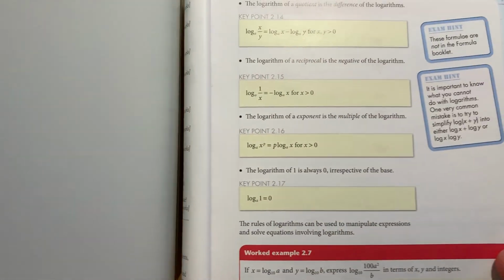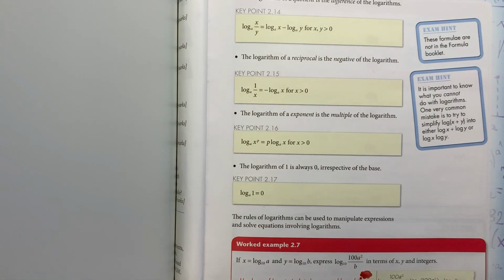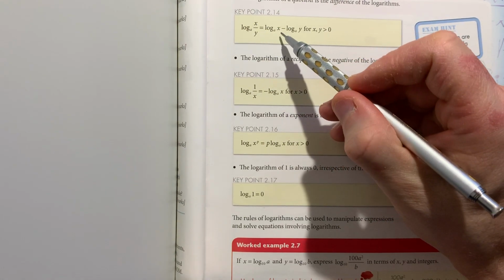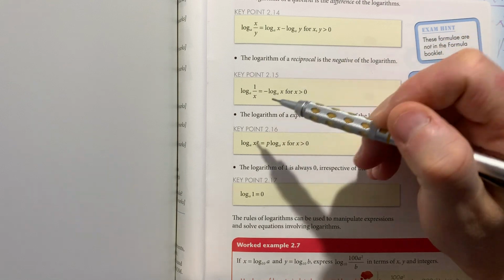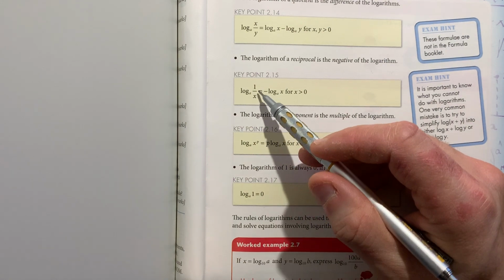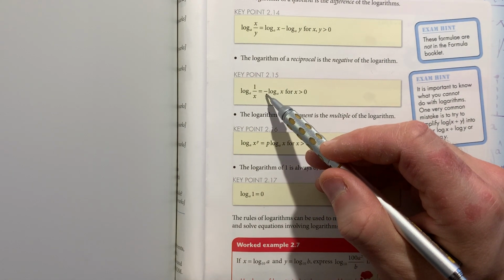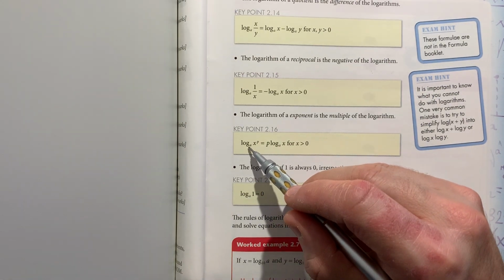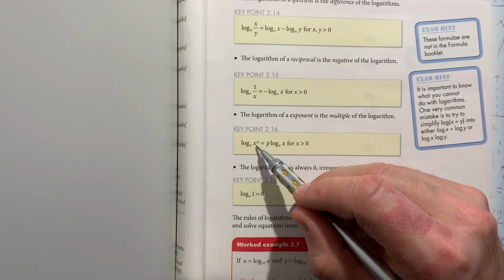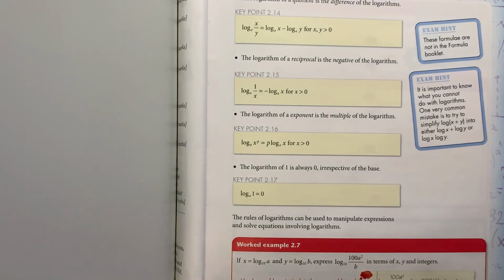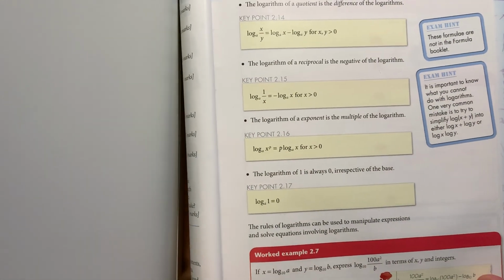On this page 45, you see some more rules. The logarithm of a quotient is the difference of the logarithms. Here is another peculiar law: the logarithm of 1 over x is in fact minus the logarithm of x. And here, the logarithm of x to the p is p times the logarithm of x. But you'll see it will be very easy later on.